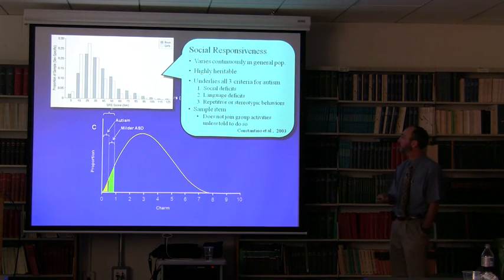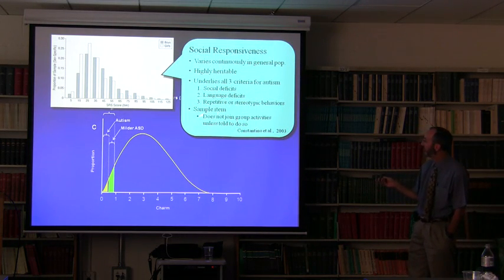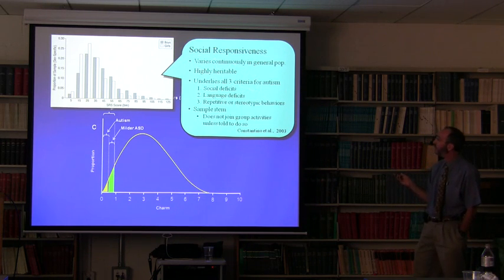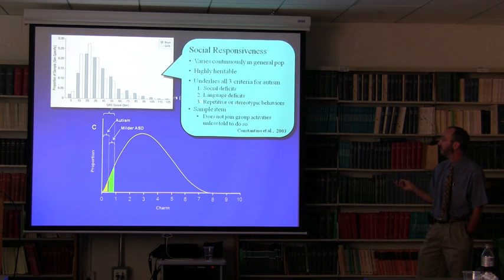Also, there's a measure of social responsiveness with questions like, does not join group activities unless told to do so, which does vary continuously in the general population. Here is data from one experiment across an entire population of boys. It is highly heritable, and it underlies all 3 criteria for autism: social deficits, language deficits, and repetitive or stereotypic behaviors.